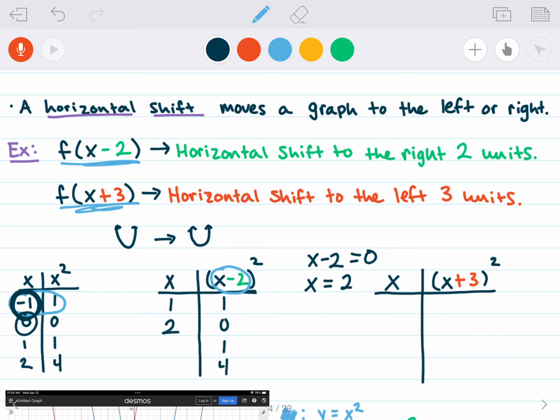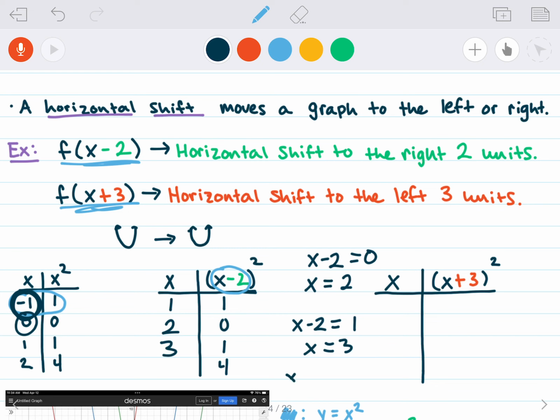All right, same thing with the next one. X minus 2 had better equal 1 to get an output of 1. Adding 2 to both sides, I get x equals 3. So I shifted 2 units to the right to give me x equals 3.